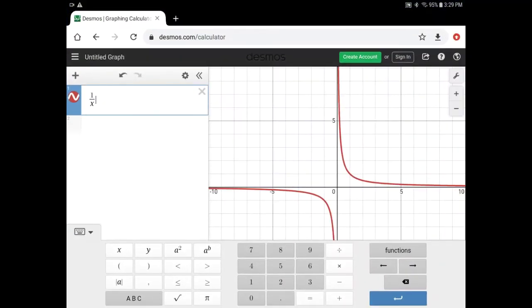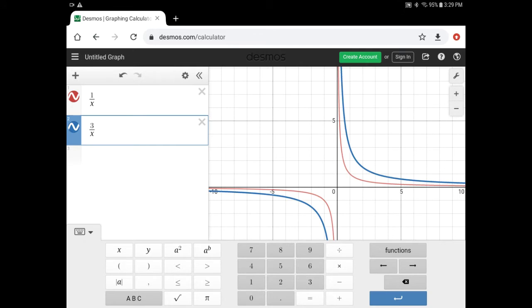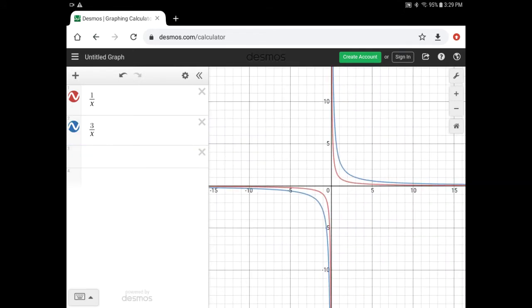So I went to this website, desmos.com/calculator. This is a great calculator that you can use for free. And I've typed in the first one here, which is 1 over x. So the next one is 3 over x. Okay, so that's the difference here. If you look at these two graphs, the red one is the original one, and then the blue one is the new one.